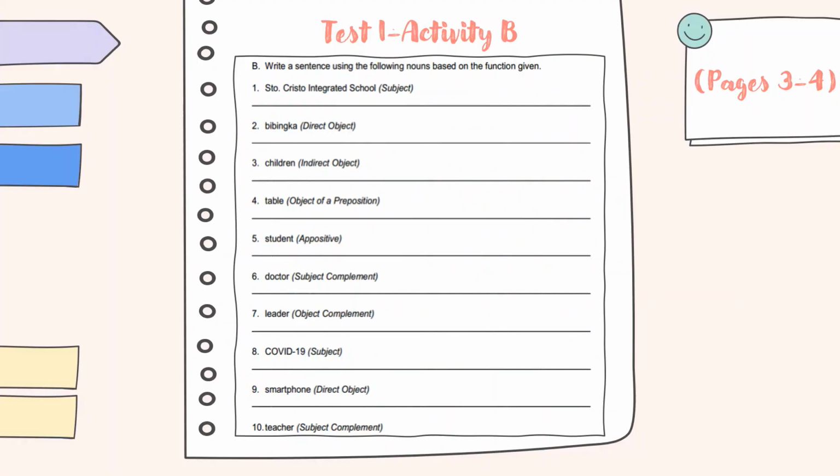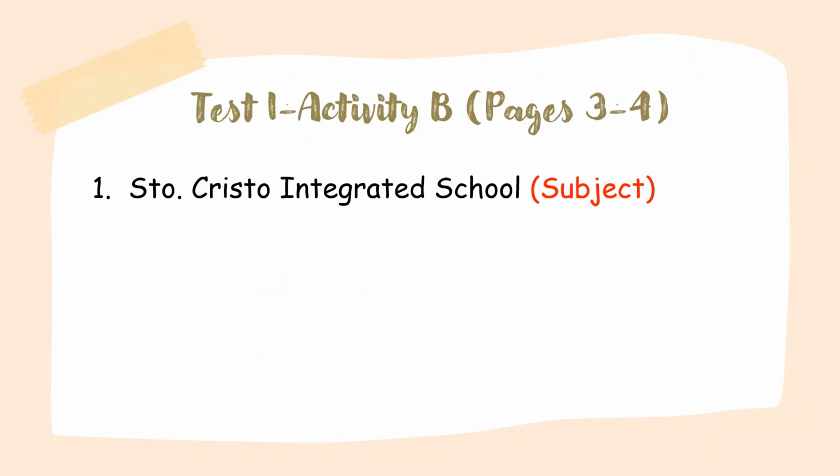For test 1, activity B found on pages 3 to 4, you will write a sentence using the following nouns based on the function given. Let us take the first item. The noun is Santo Cristo Integrated School and the function given is a subject. Here is a possible answer.